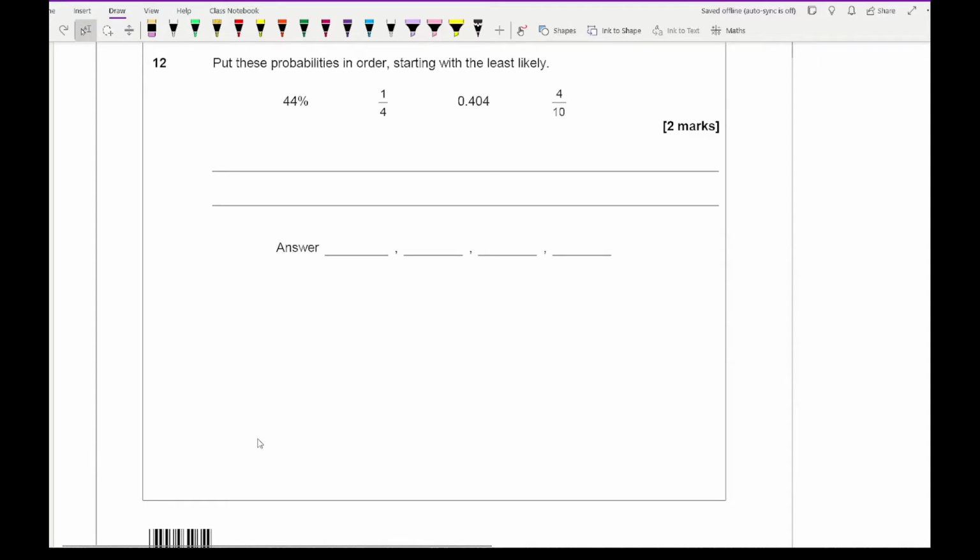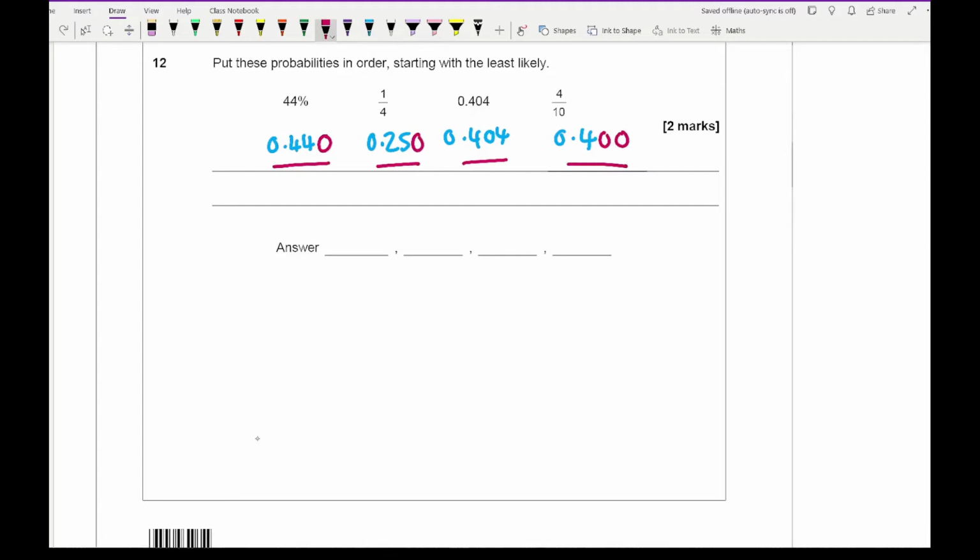So looking at question 12, it says put these probabilities in order. Now when you've got a combination of percentages and decimals, what you want to try and do is write them so that they're all the same sort of thing. So 44% is 0.44 as a decimal, a quarter is 0.25, I've got 0.404, and I've got 0.4. Now once you've got it into decimal form, you want to make sure they've all got the same number of decimals after the decimal point, and then we just need to order them.